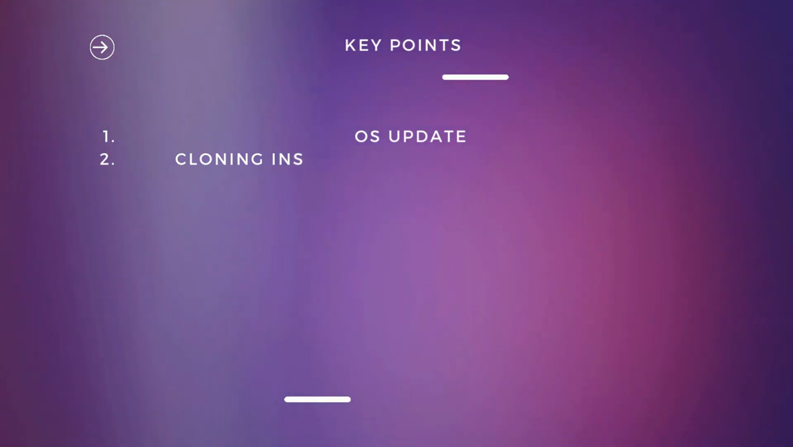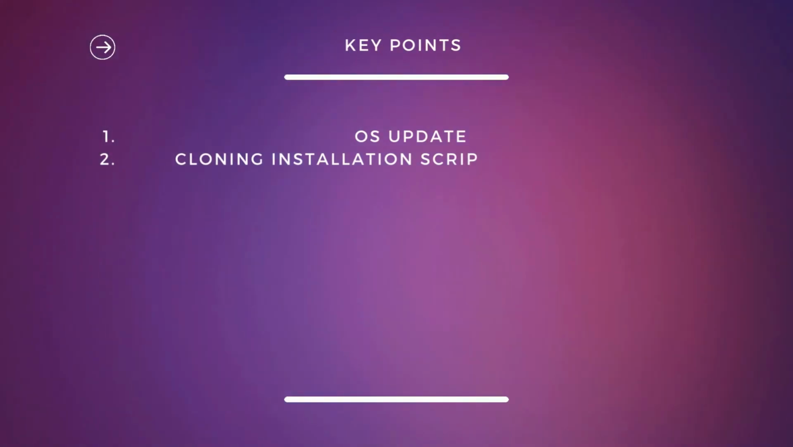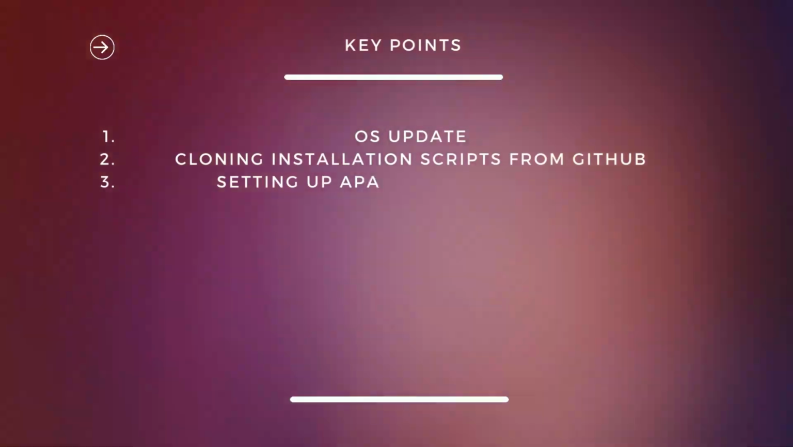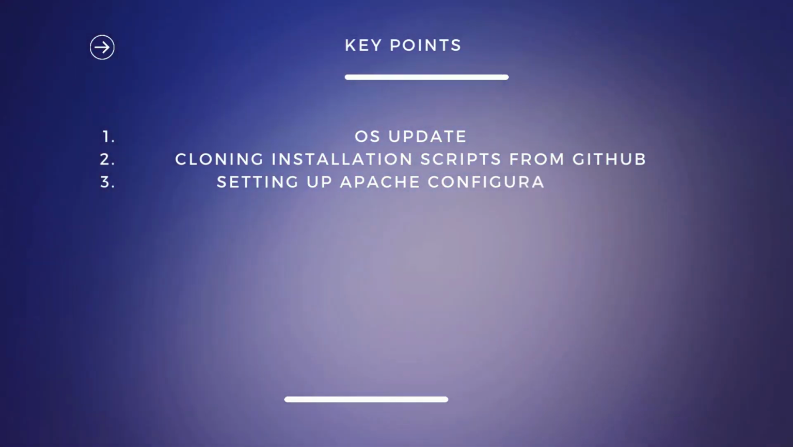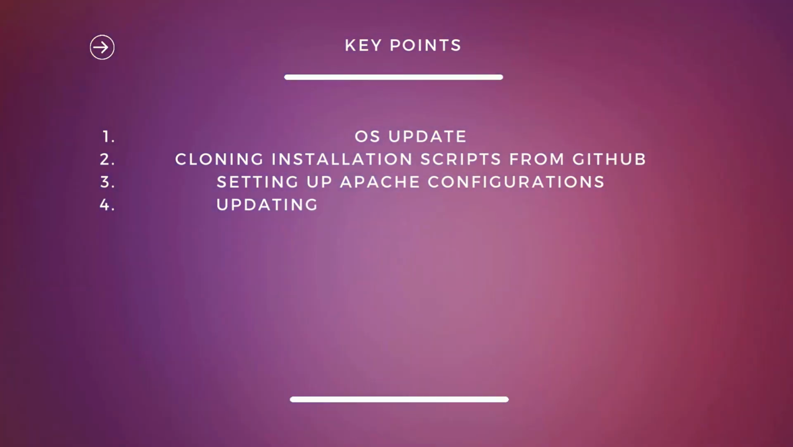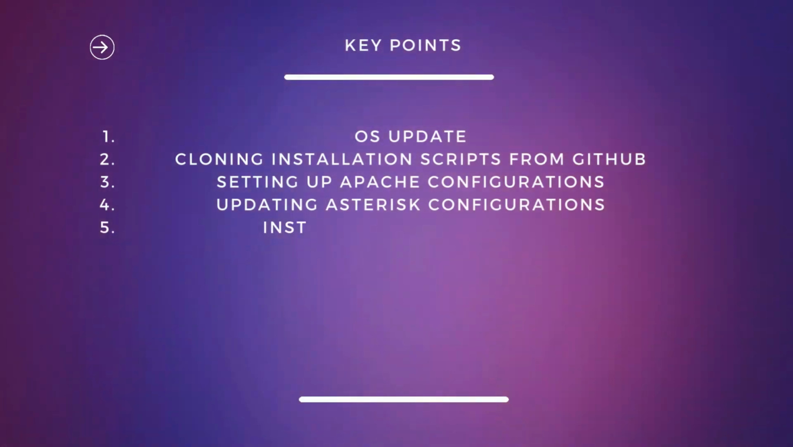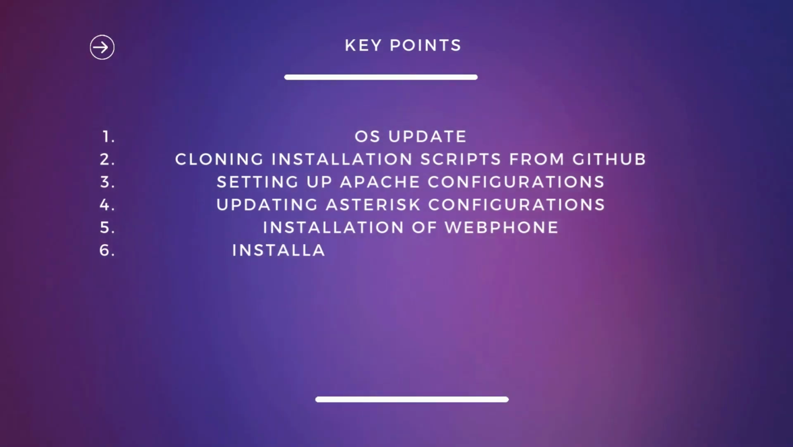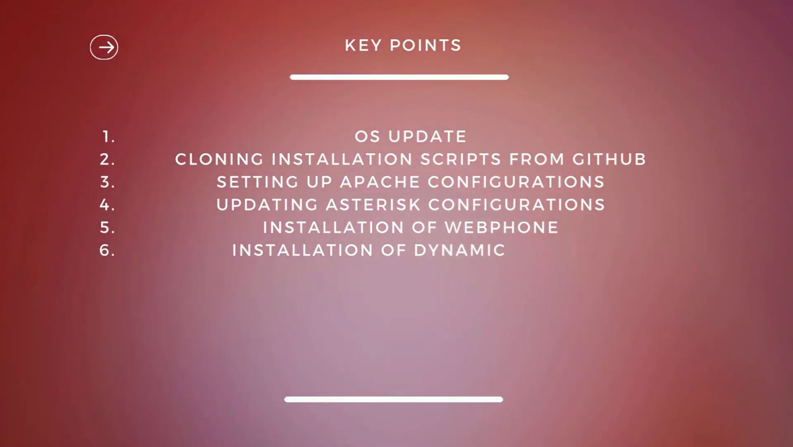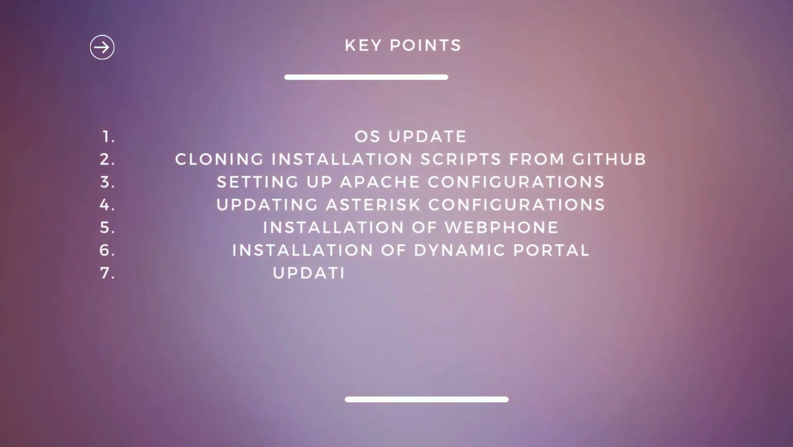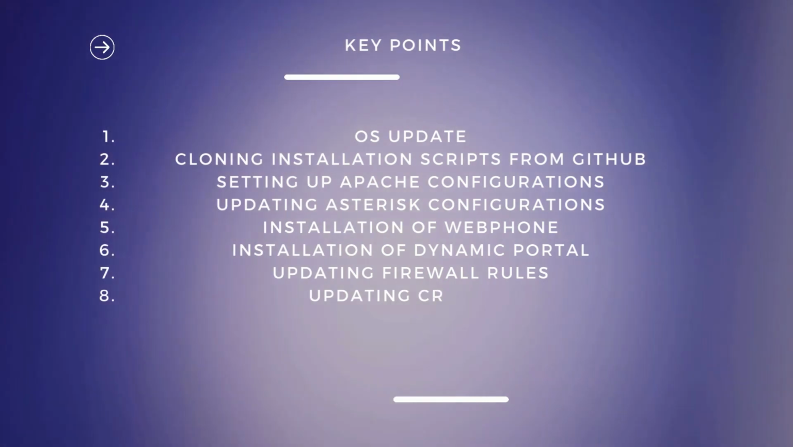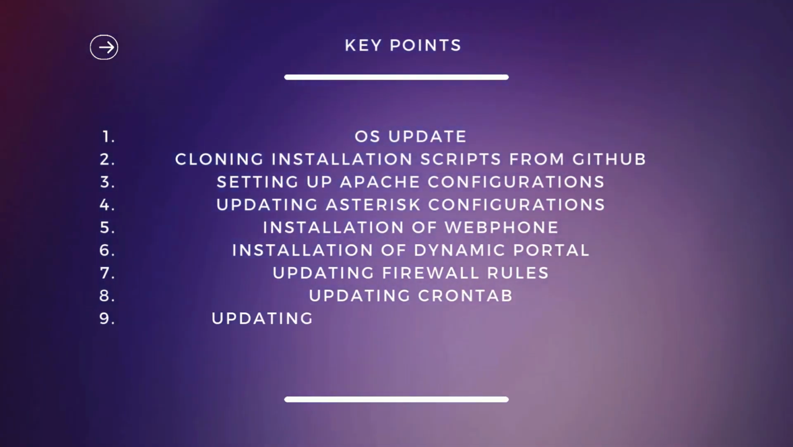OS update, which is operating system update, cloning installation scripts from GitHub into the server, setting up Apache configurations, which is going to be our web server, updating Asterisk configurations, which is our VoIP software that we are going to use in this. Installation of web phone, installation of dynamic portal to secure the access to Vicidial, updating firewall rules of the server, updating crontab, updating database configurations, which will be of MySQL MariaDB.